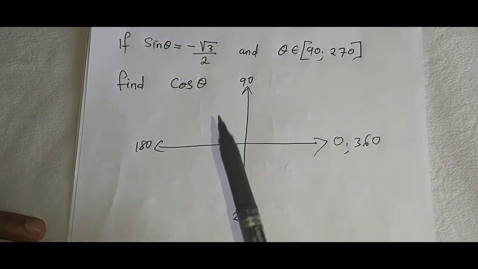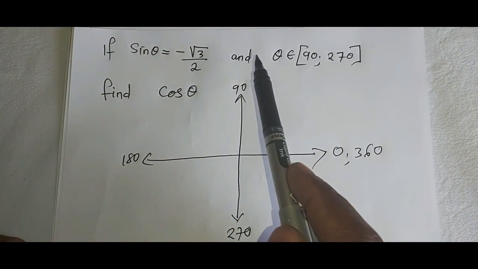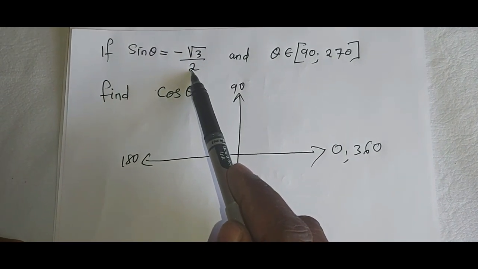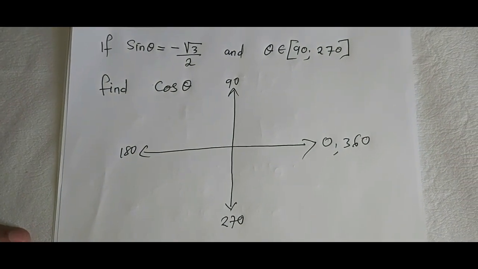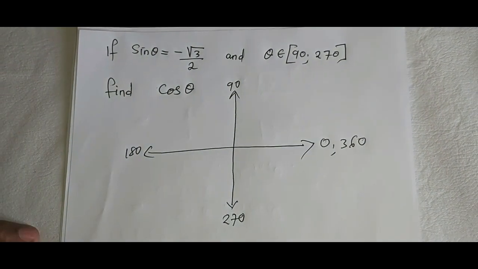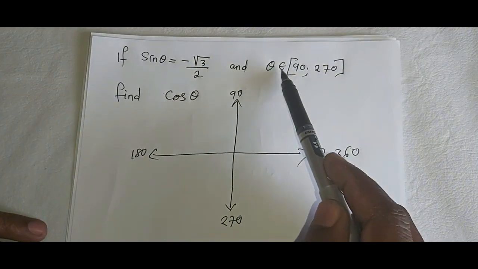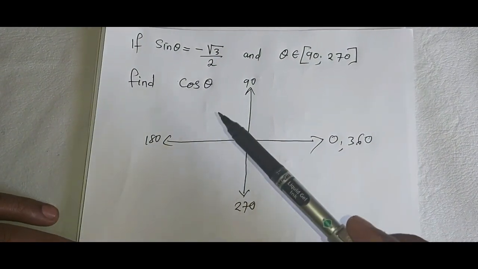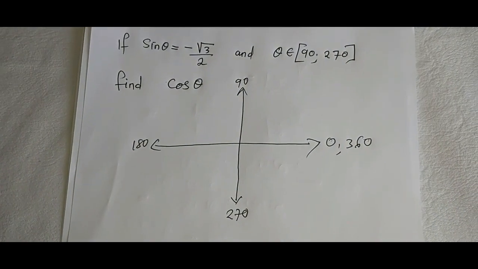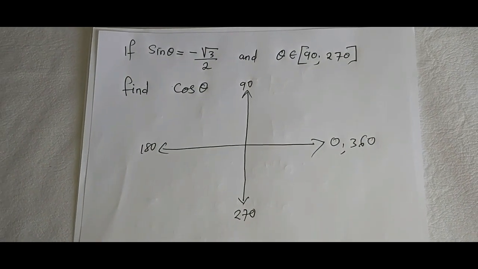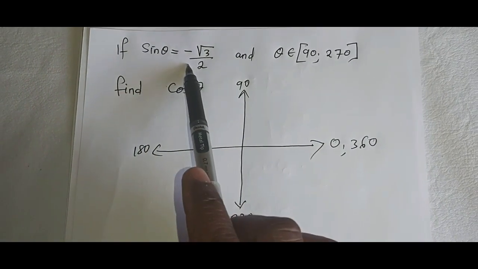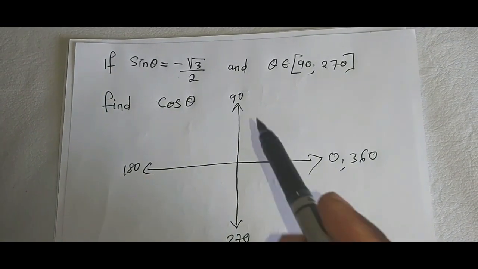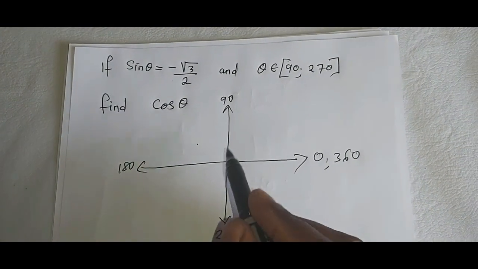Here we are given that sine of theta is minus square root of 3 over 2. It's minus in that quadrant. And we are also given that theta is between 90 and 270, which is quadrant number 2 and quadrant number 3. But we need to draw in one of the quadrants. Surely we'll be in quadrant number 3, because in that quadrant sine is negative. It cannot be in quadrant number 2 because sine here is positive.